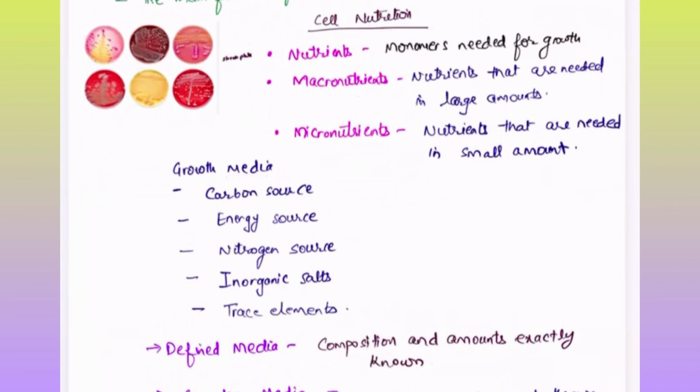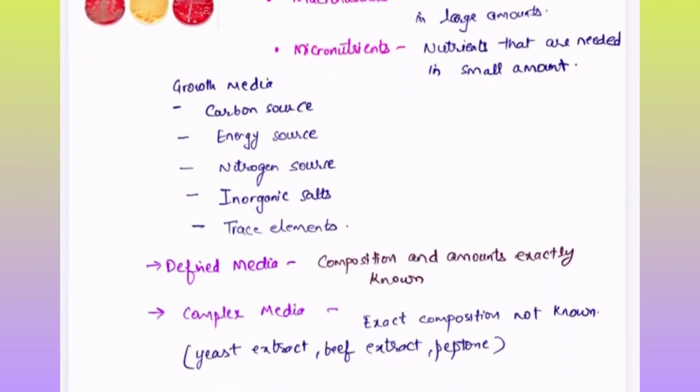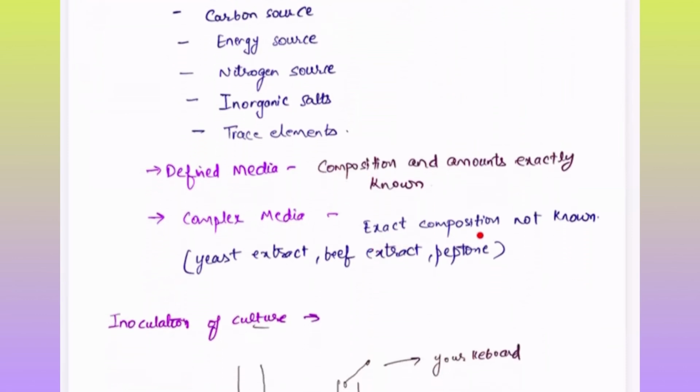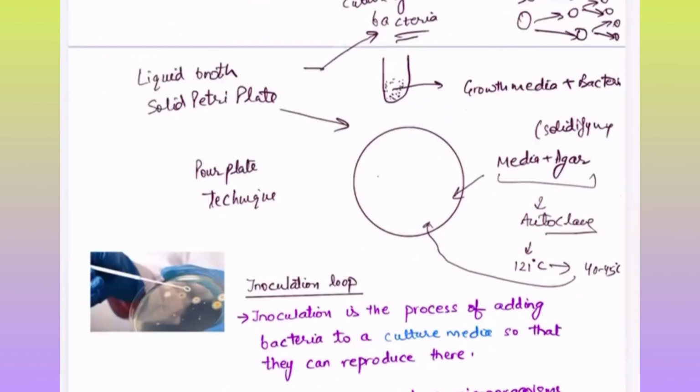A growth media consists of a carbon source, energy source, nitrogen source, inorganic salts, and trace elements. A defined media is a media which has known exact amounts of ingredients, whereas a complex media's composition is not known. Although it is made up of yeast extract, beef extract, and peptone only, we do not know the exact composition. Let's understand how inoculation of culture is done.